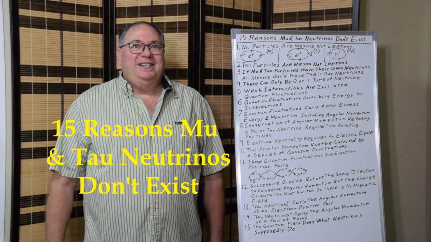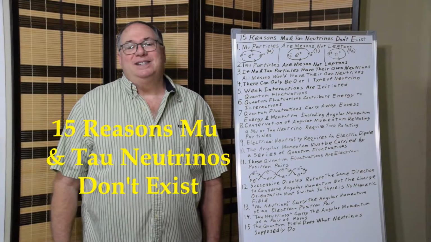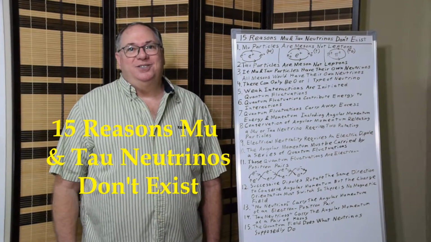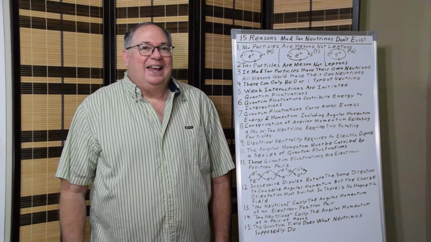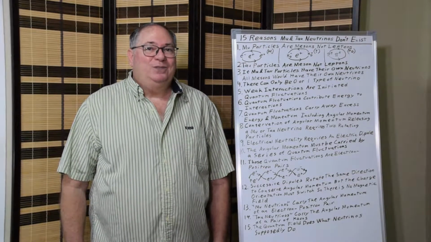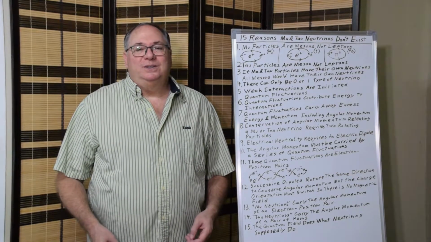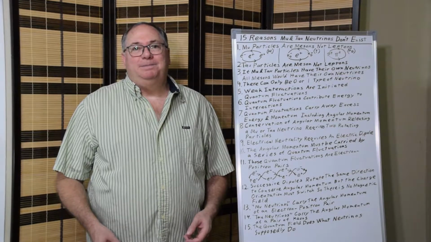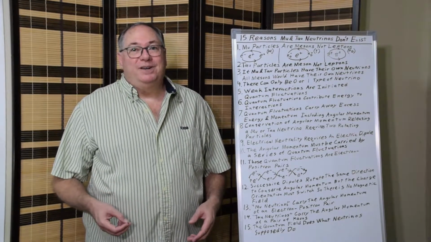As part of my series on weak interactions, I wanted to discuss 15 reasons mu and tau neutrinos don't exist. And the first point is mu particles are mesons, not leptons. And this is something that you probably never heard in school.